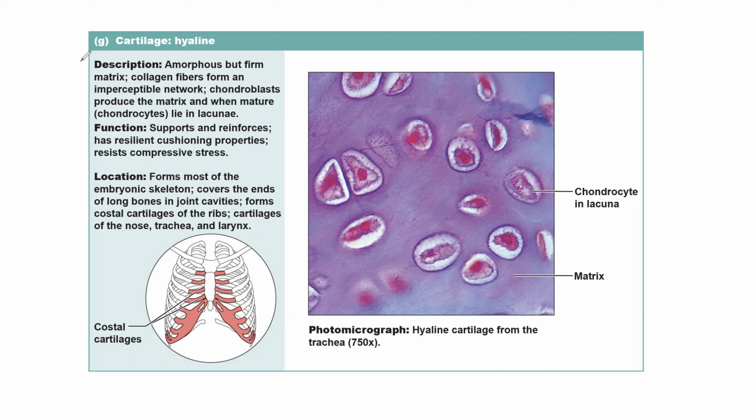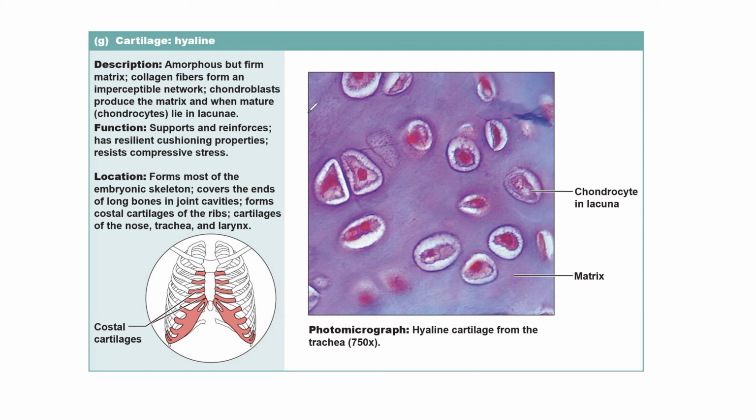It's an amorphous but firm matrix. And again, I want to remind you, matrix is everything between the cells. Collagen fibers form an imperceptible network. Chondroblasts produce the matrix, and when mature, become chondrocytes, and they lie in lacunae. And a lacuna is a little pocket of fluid.